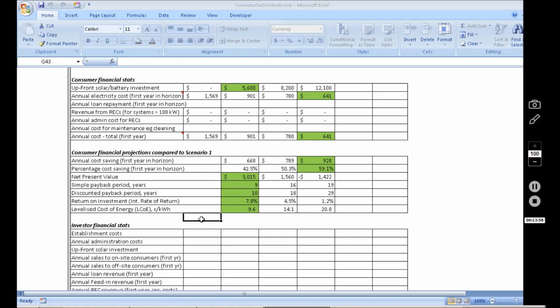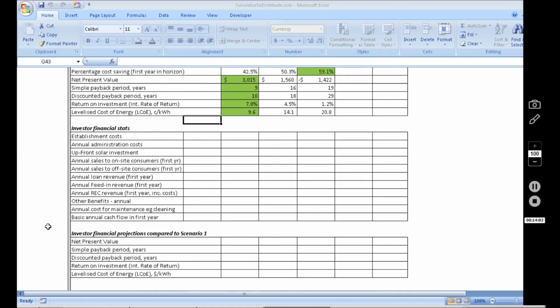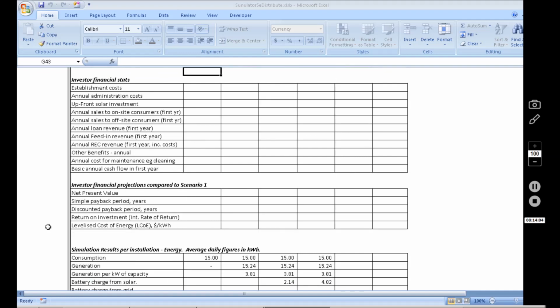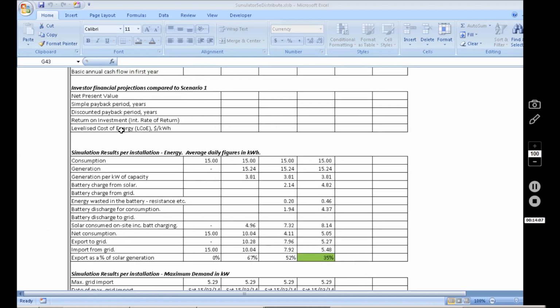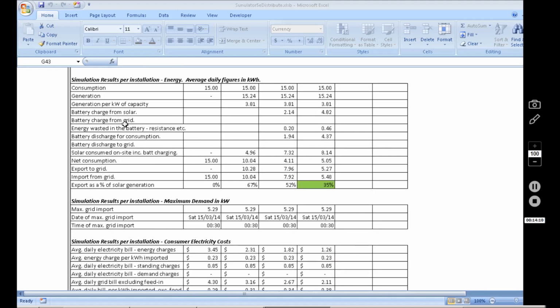Now the next section is for an investor, that is not relevant because we've chosen to go consumer owned for all scenarios. So we'll just skip over all of that. And now we're getting into some of the more detailed stats that you might want to look at if you're trying to understand what's happening with the solar system and why some numbers are the way they are. I won't go into too much detail here.